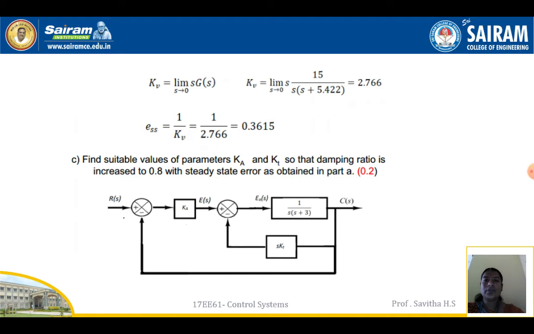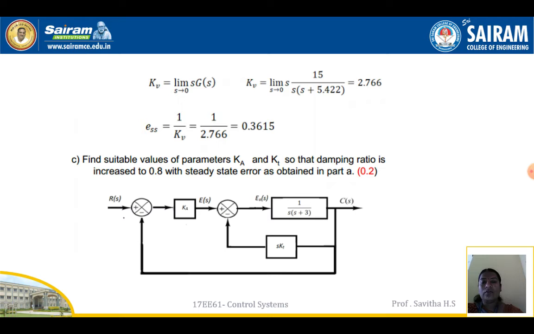Kv is equal to limit s tends to 0 of s into G(s), which is limit s tends to 0 of s into 15 divided by s into (s plus 5.422), that is 2.76. ESS is equal to 1 by Kv, which is 0.3615.